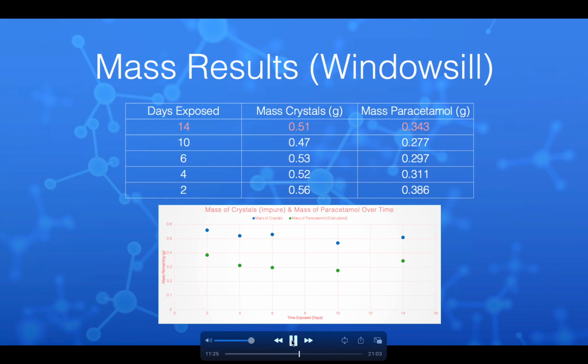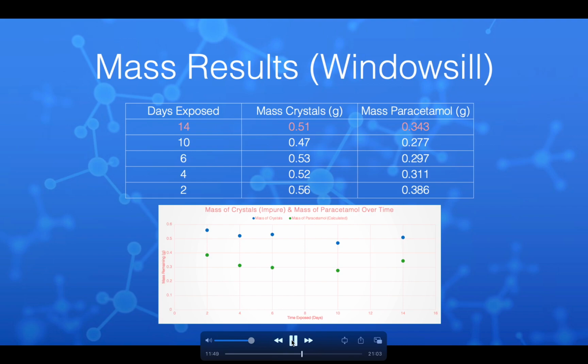You can see that the mass of paracetamol and the mass of the crystals follow a similar trend, and that there is a clear correlation between mass and time. The trend appears to be exponential decay. However, it is hard to be certain because there are few samples. There are not enough samples to draw definite conclusions.